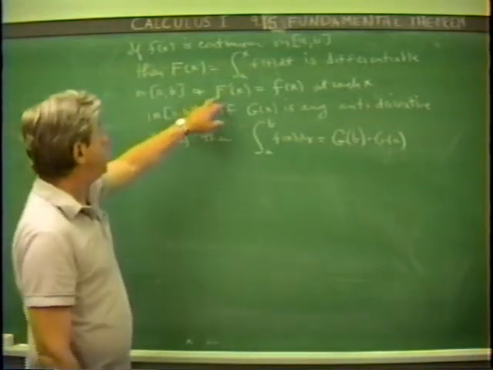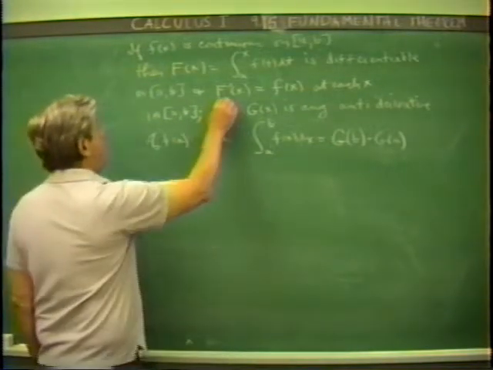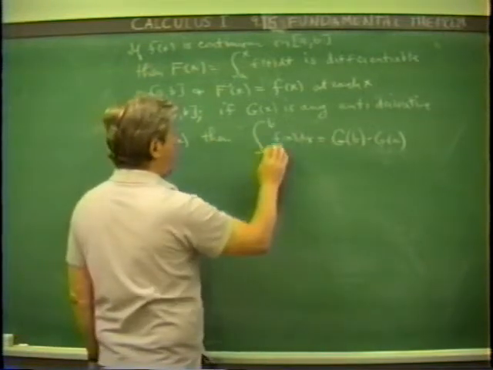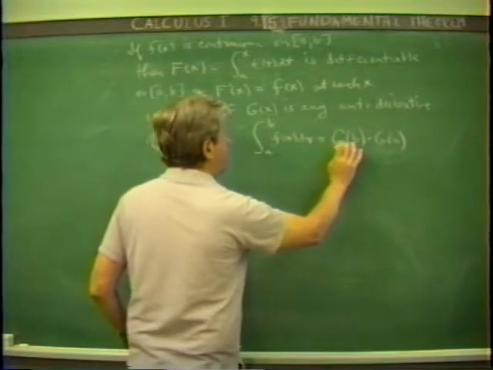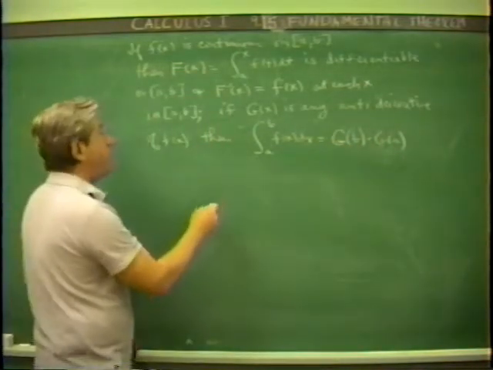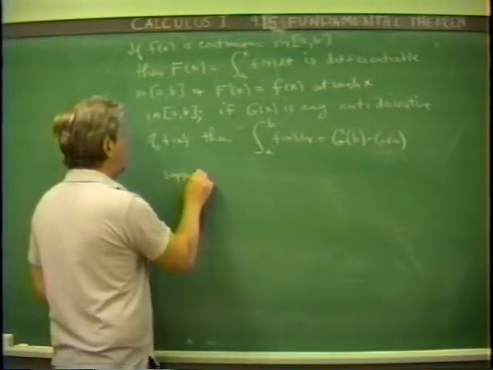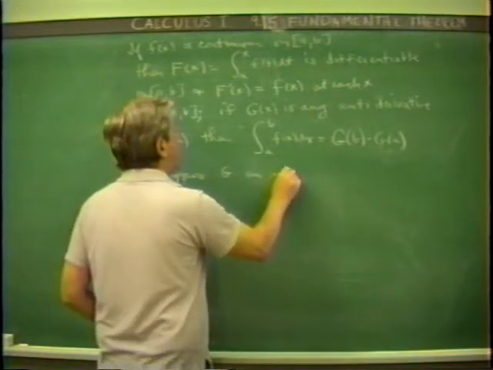Continuous functions are integrable, and the function capital F of x for a continuous function little f is differentiable, and its derivative is little f on the entire interval. And now, if g is any antiderivative, then you can evaluate or determine the value of the integral from a to b by taking the value of g at b and subtracting the value of g at a. This last part is real simple.